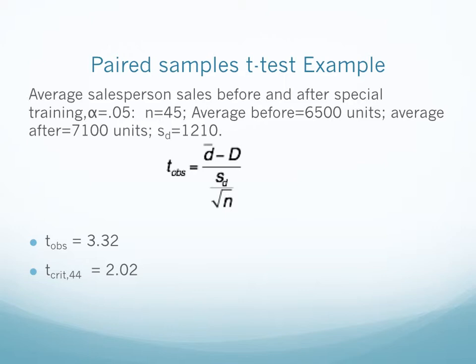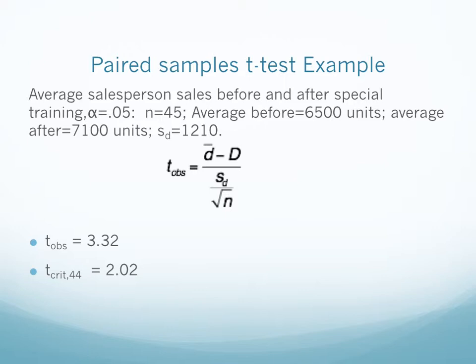Here's an example of a paired samples t-test. We have average salesperson sales before and after some special salesperson training. And we want to compare them at an alpha of 0.05. So we have a sample size of 45, and we see the average sales before is 6,500 units per month, for example, and the average sales after is 7,100 units per month. And we're told that the standard deviation of the difference is 1,210.